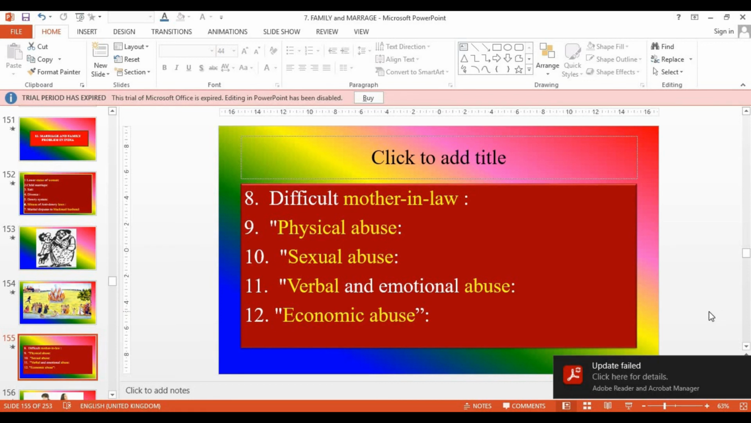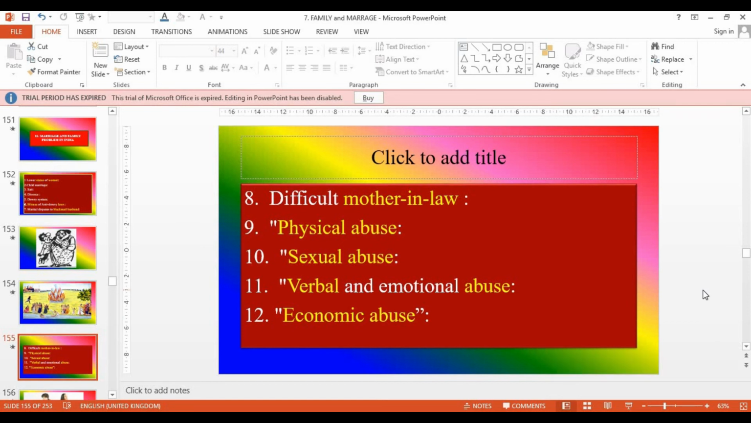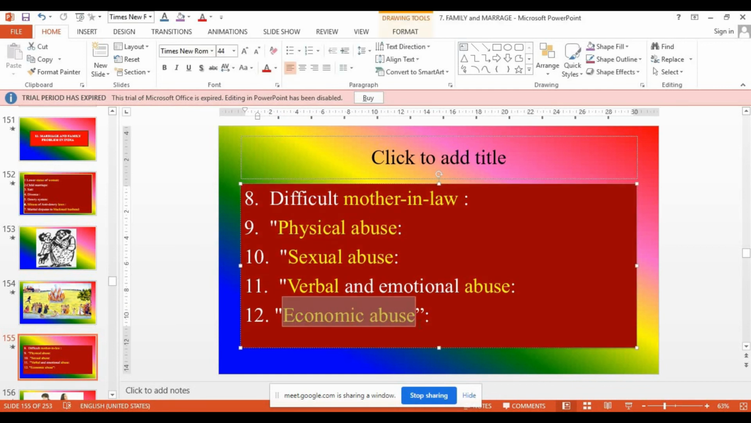11th one, verbal and emotional abuse. Verbal abuse means using negative words against husband or wife. Emotional abuse means, for example, emotional blackmail, crying, using some words and crying towards the husband and blackmailing. 12th one, economic abuse. Students, this is a major issue in modern families. Misuse of money.